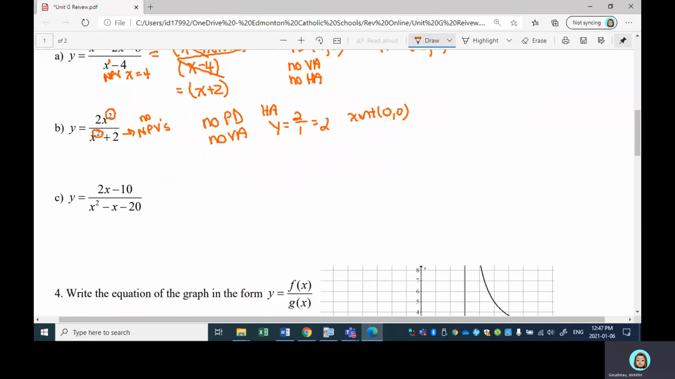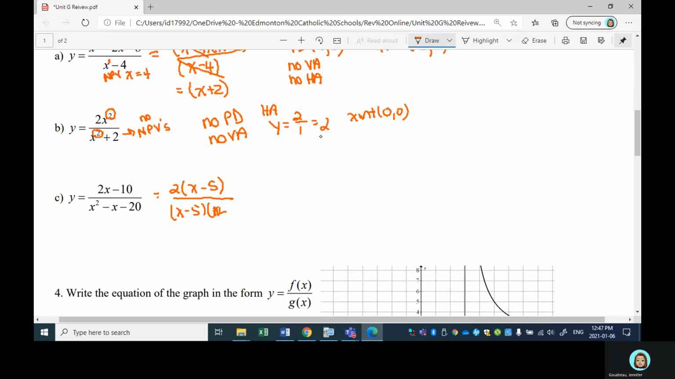Finally, let's look at C. Same first step, we're going to factor. In the numerator, we can take out a factor of 2. So we would be left with 2 times x minus 5. In the denominator, two numbers that multiply to give us negative 20 and add to give us negative 1 are going to be negative 5 and positive 4.